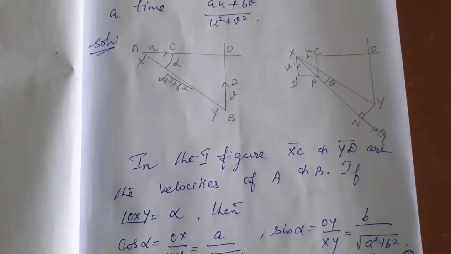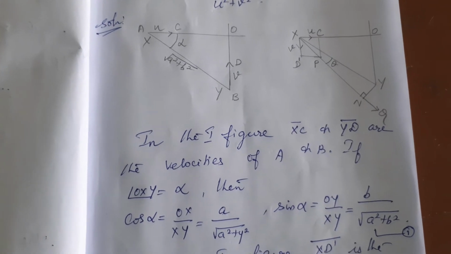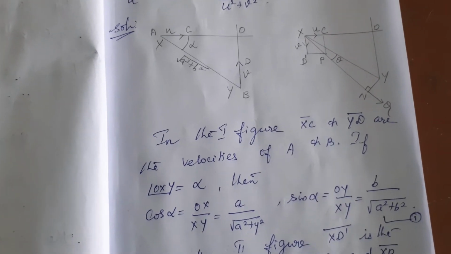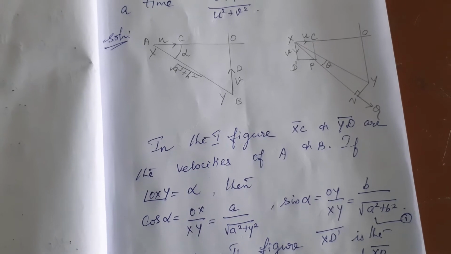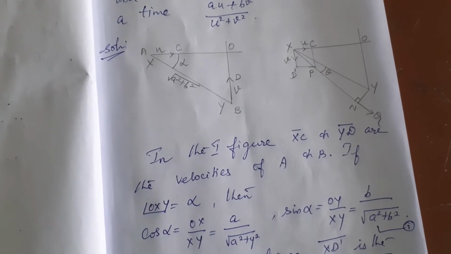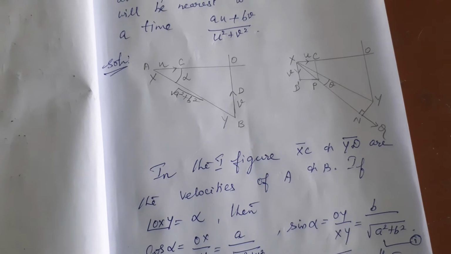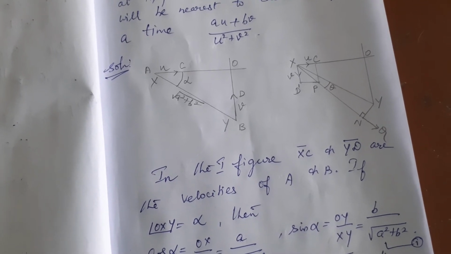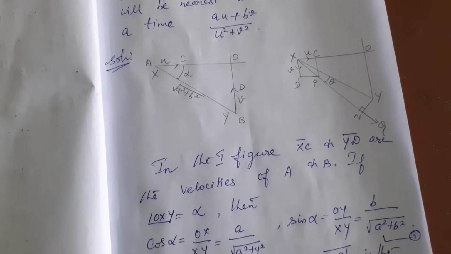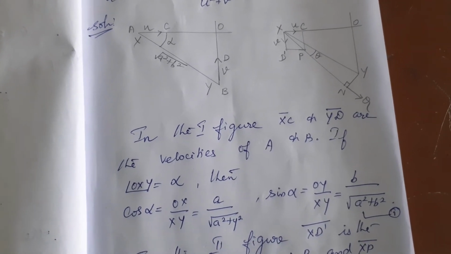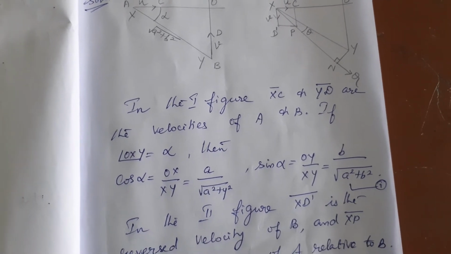If angle OXY in your first diagram is alpha, then cos alpha is equal to OX by XY, which is equal to OX is a, small a given, and XY is root of a square plus b square. This XY, root of a square plus b square, we are getting by Pythagoras theorem. Hypotenuse square is equal to the sum of squares of the other two sides. That is, hypotenuse is equal to root of a square plus b square. So cos alpha is equal to a by root of a square plus b square, and sin alpha is equal to OY by XY, which is equal to b by root of a square plus b square. Take this as equation number 1.